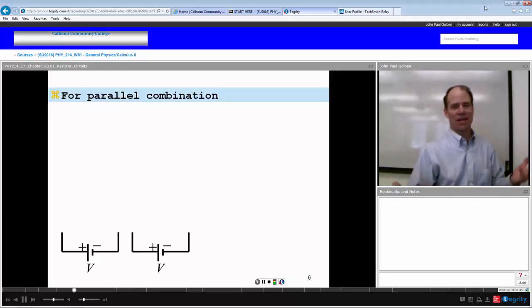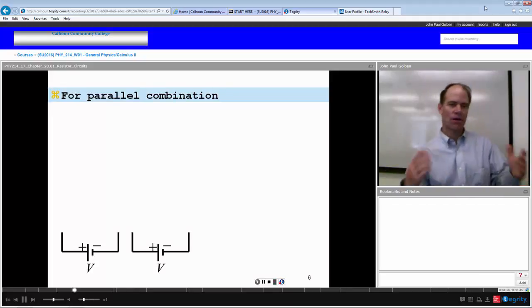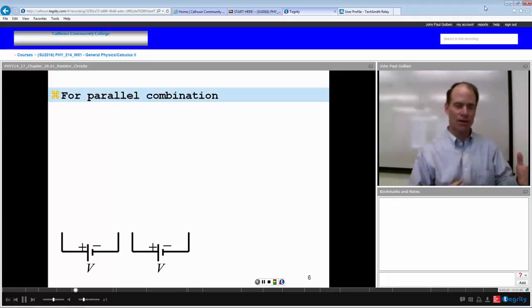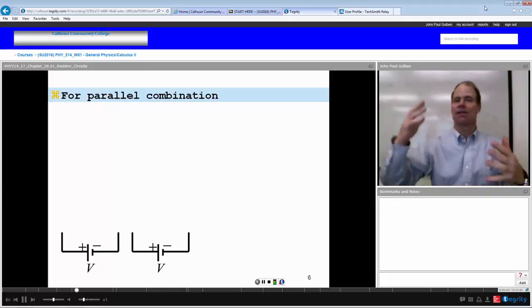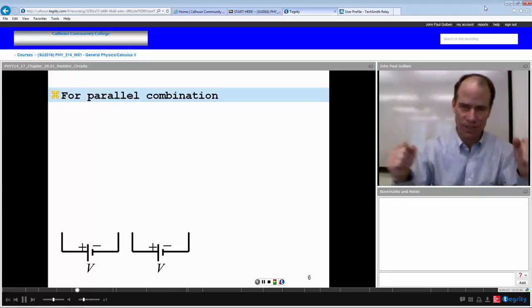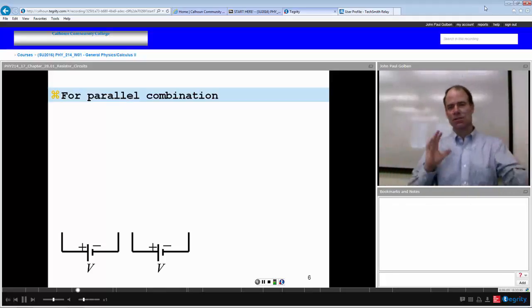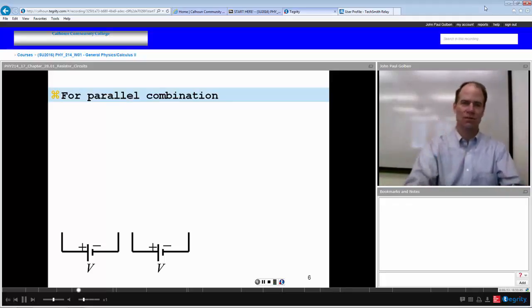It kind of makes sense intuitively. If I were an electron traveling through this wire, and I encountered a resistor, I would encounter resistance. And then there was another resistor, I would encounter resistance with that. So the total resistance would just simply add as I encountered resistance along the way.